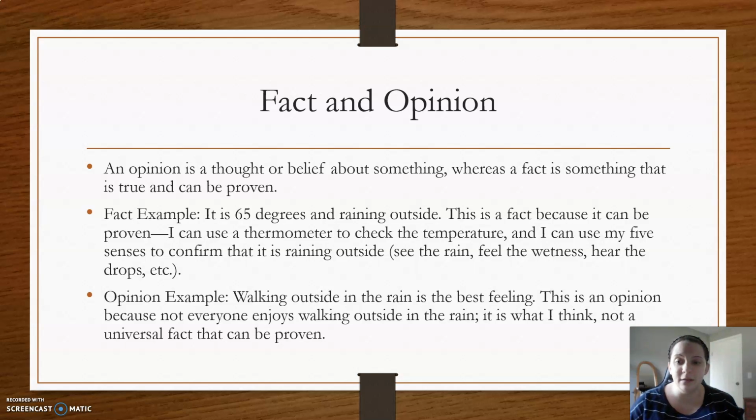However, an opinion would be: walking outside in the rain is the best feeling. It's an opinion because I know not everyone's going to agree with me on that. Some people might say, ew, why would you want to go out in the rain? So it can't be proven. It's not a fact. It's how I feel about it.